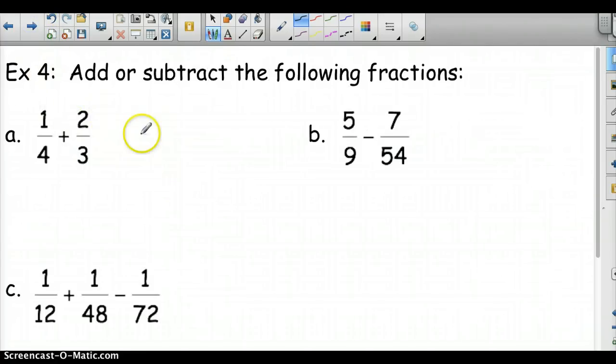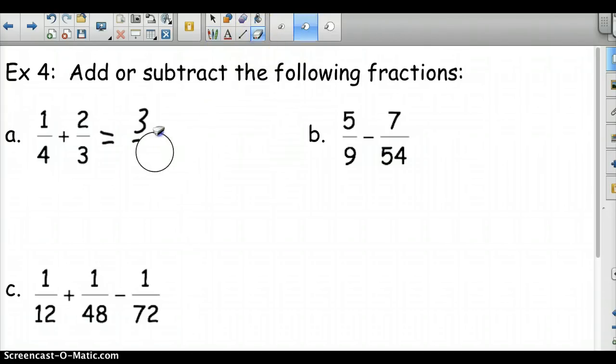Moving on. Now we're going to do adding and subtracting fractions. Please, please, please don't do this. This is what I see constantly. 1 plus 2 is 3. 4 plus 3 is 7. I will take off so many points for that answer. Don't do that. There's no skill and you're not thinking in this case if you do that.